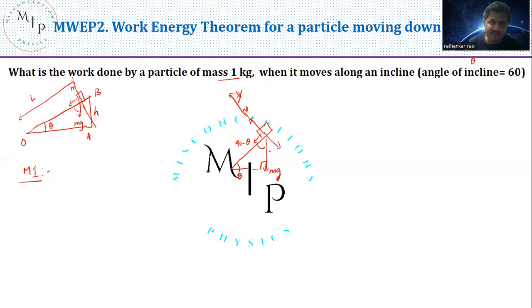So if this is mg, and this angle is 90 minus theta, this angle will be theta. Why theta? Because you see, this line is perpendicular to this plane.